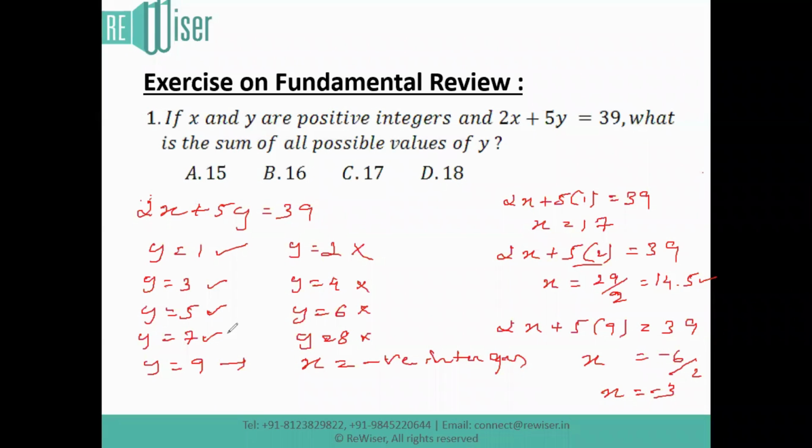I can find the sum of all possible values of y excluding this 9. So that would be 1 plus 3 plus 5 plus 7, which will give me 16. So that means B is my answer.